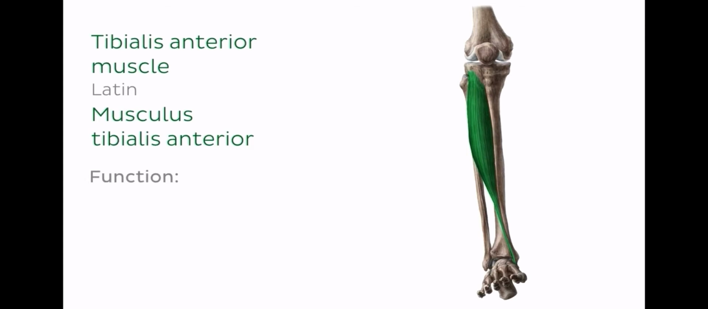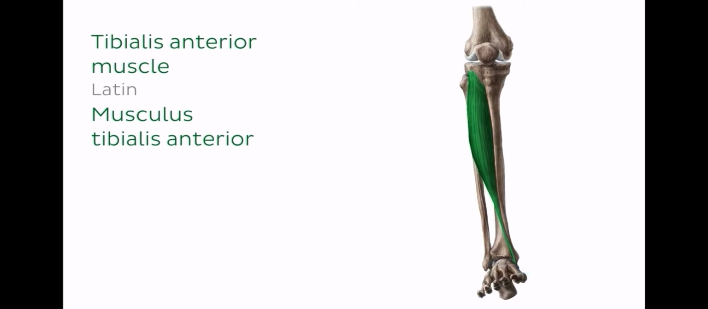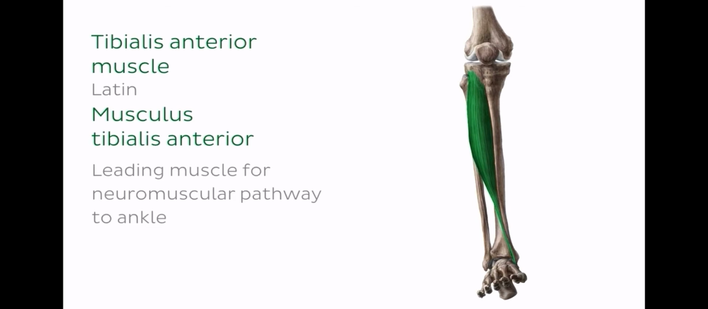So the tibialis anterior facilitates the dorsiflexion of the talocrural joint, and it also helps with the inversion or supination of the foot at the subtalar joint. And the tibialis anterior muscle is also the leading muscle for the neuromuscular pathway to the ankle. Now, what does that mean? That basically means that there are some major nerves and vessels that follow the tibialis anterior from the knee to the foot. And I've drawn in for you in red the anterior tibial artery as well as the vein, and we also have a deep fibular nerve.